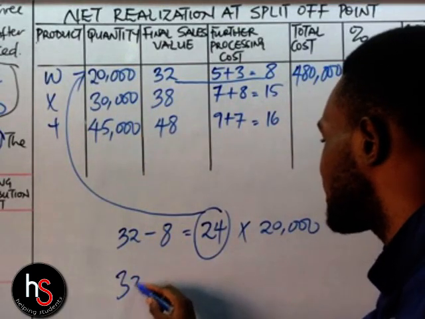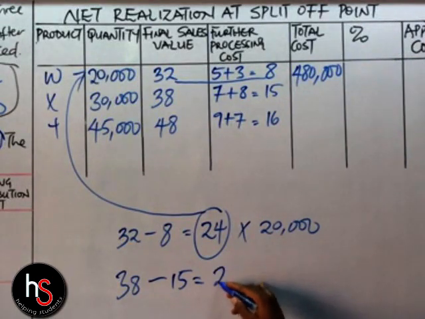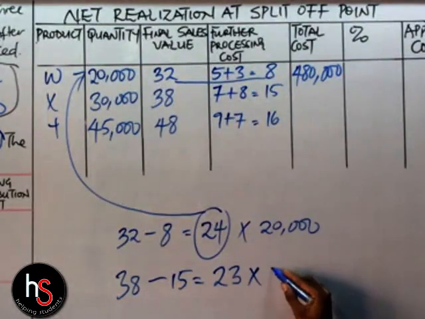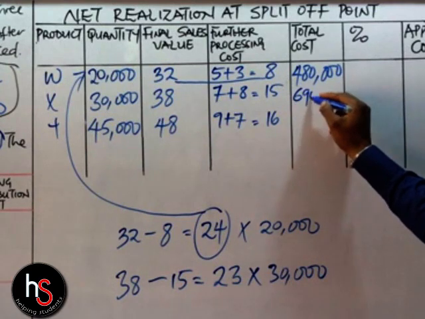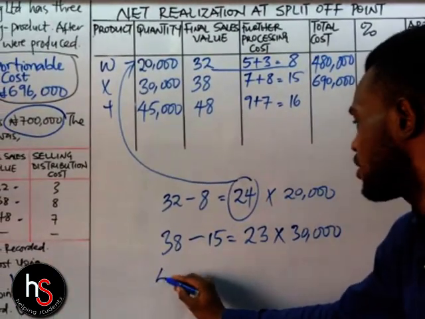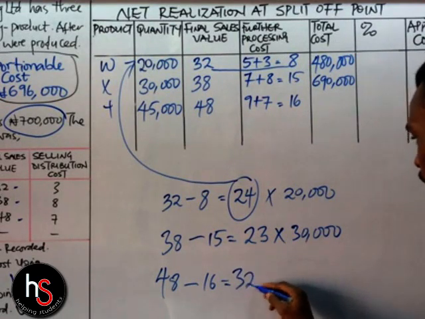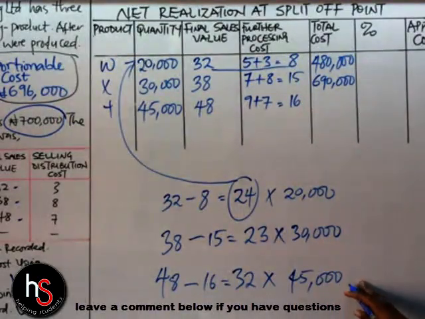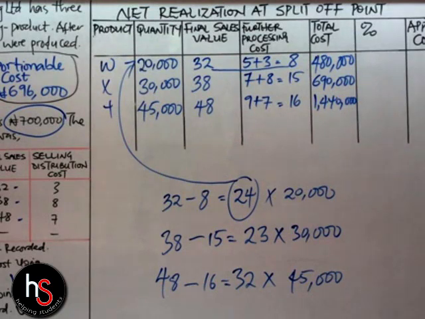So we'll move to the next one. We'll say 38, this value, minus 15. So 38 minus 15 gives us 23. Now we'll say 23 times 30,000, so that gives us 690,000. Then we'll move to the last one. We say 48 minus 16, that is equal to 32. Now, 32 times 45,000 gives us 1,440,000. Please take note of this step.